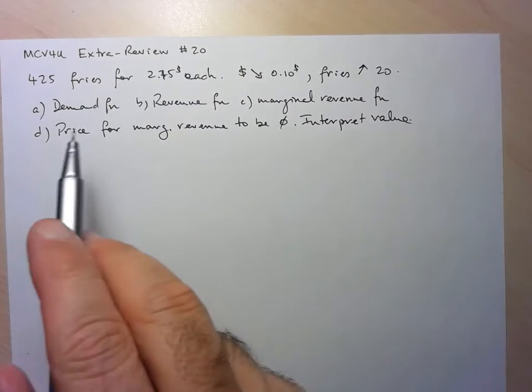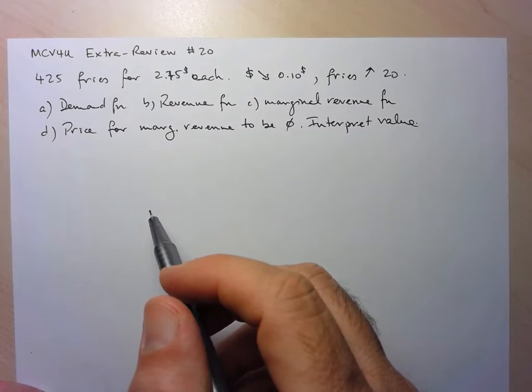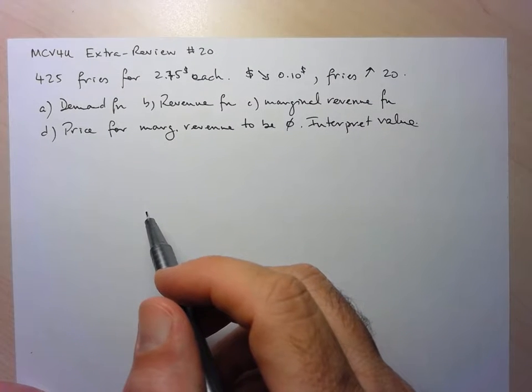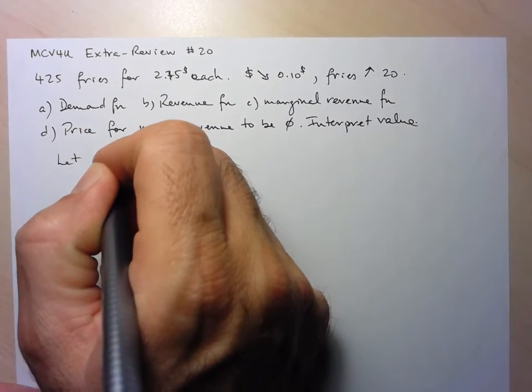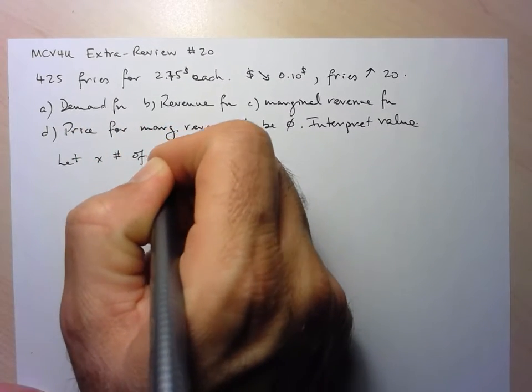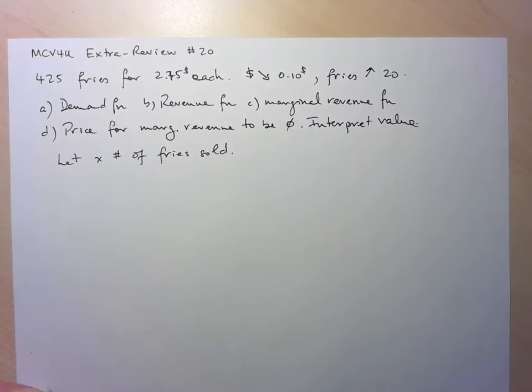So first of all, they want us to determine the demand function. That's just another name for the price function. Okay, so I'm going to solve this problem by letting x be the number of fries sold, as opposed to the number of increases or decreases.